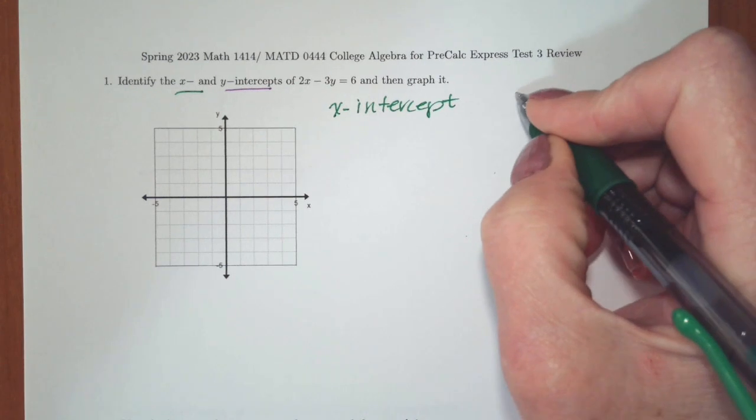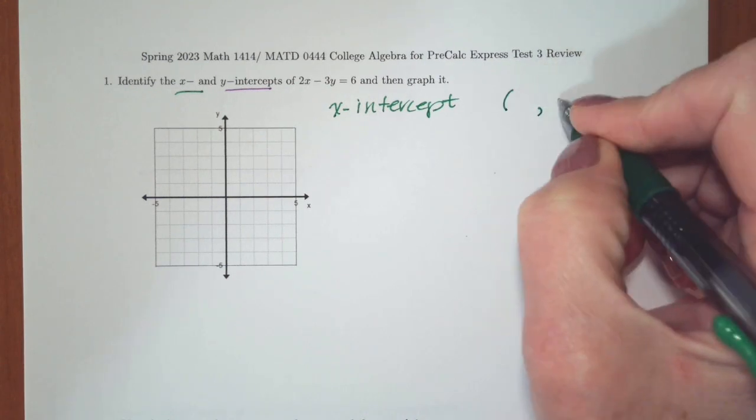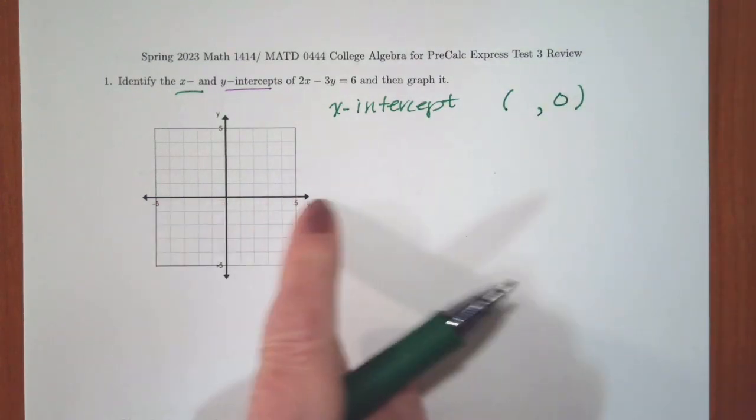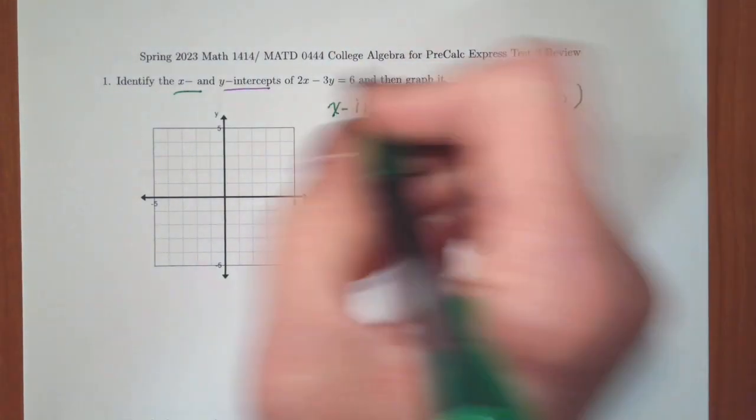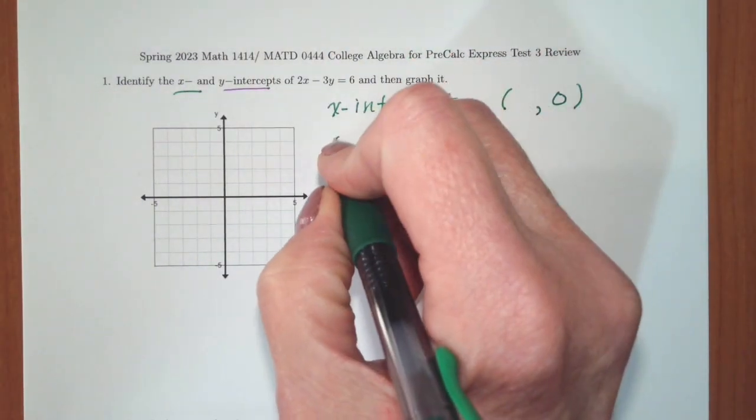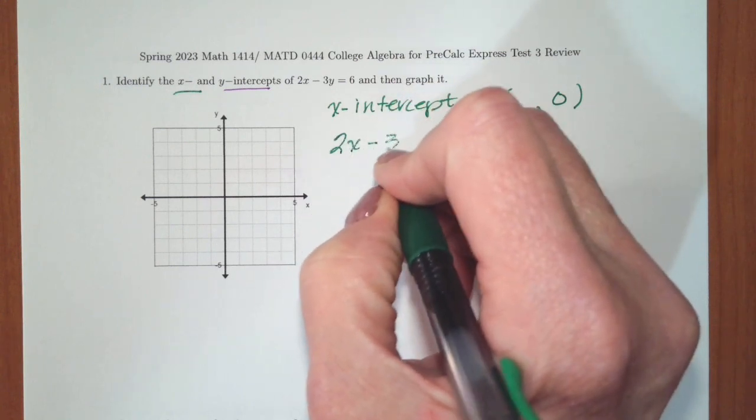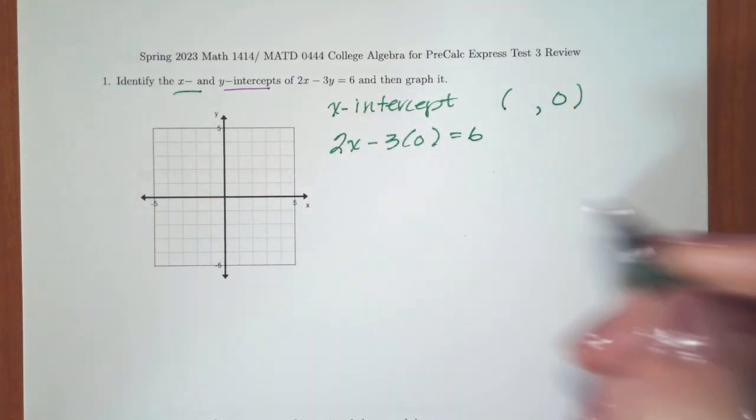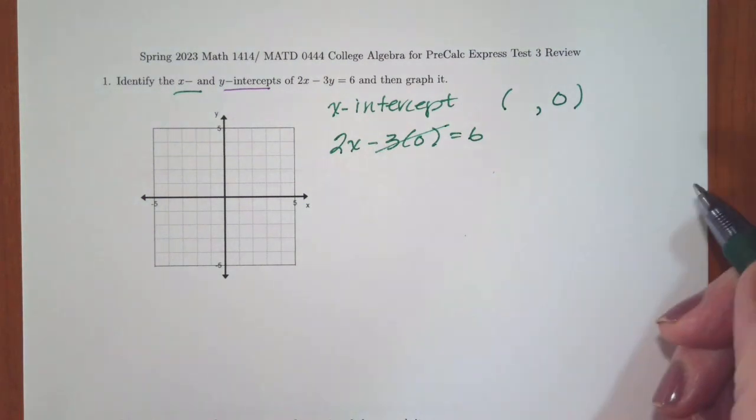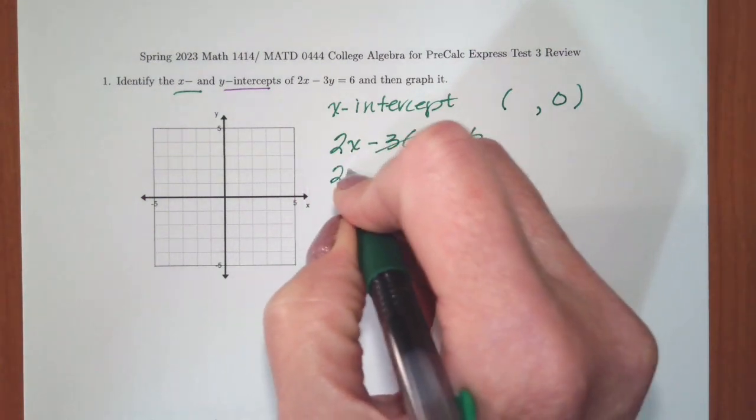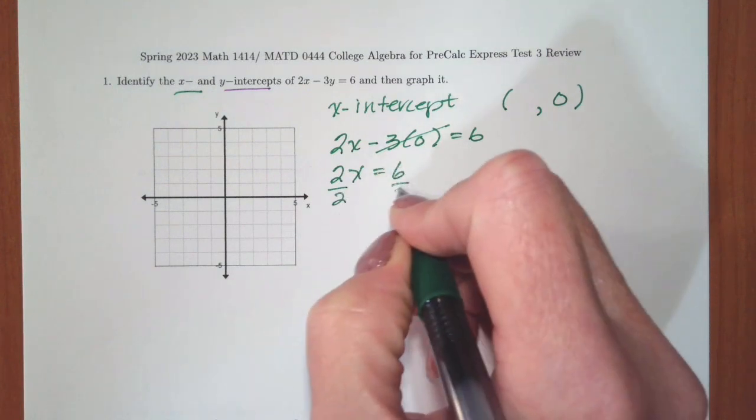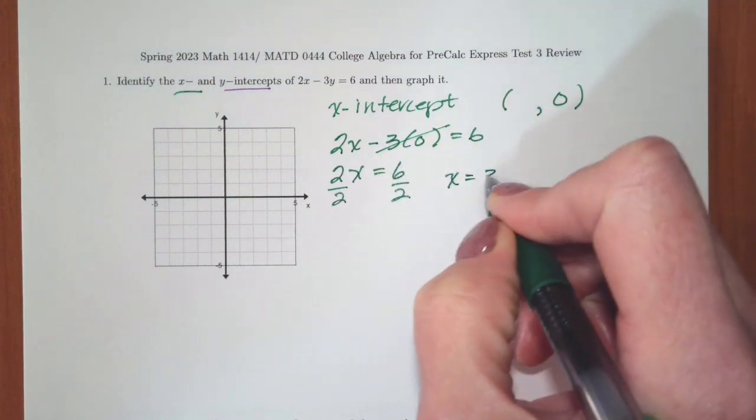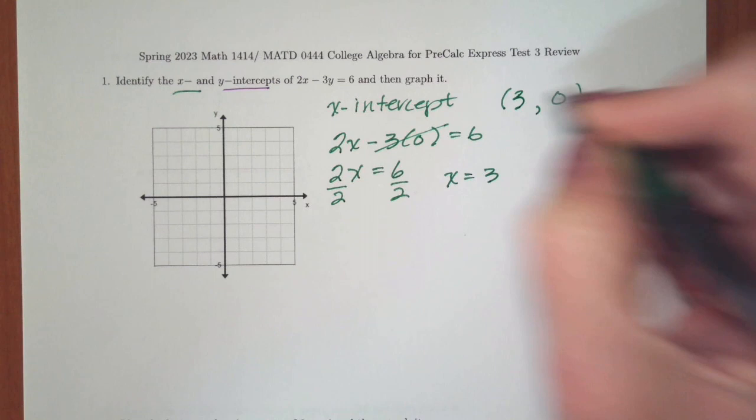Which is going to give me some value and 0 because every point on the x-axis has a y-coordinate of 0. That means I can substitute in 0 for y, so this gives me 2x minus 3 times 0 is equal to 6. Anything times 0 is 0. That gives me 2x is equal to 6, and when I divide by 2, I get that x is 3. So my x-intercept is (3, 0).